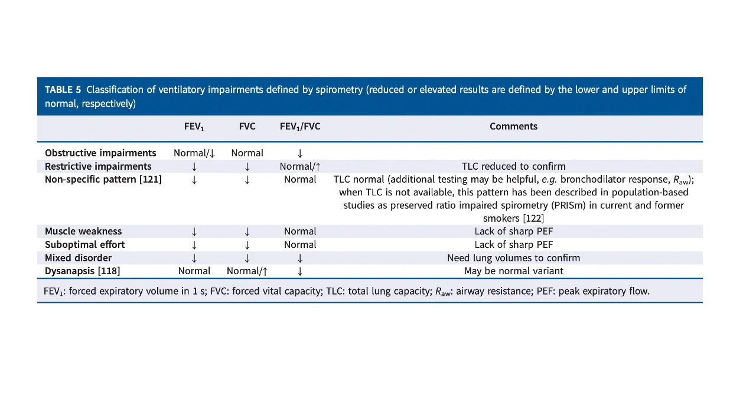In the non-specific pattern, there is a preserved ratio. Remember it with PRISM. There is a preserved ratio but impaired spirometry. And in patients where there is muscle weakness or suboptimal effort, you may get this similar to the non-specific pattern. If a patient has dysanapsis, his FEV1 and FVC are normal, but here his ratio reduces. So it's just opposite to what a non-specific pattern will have.